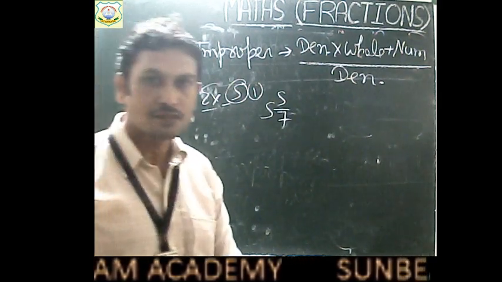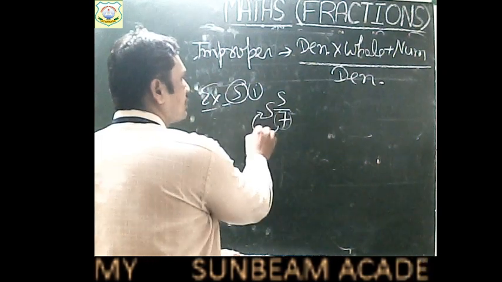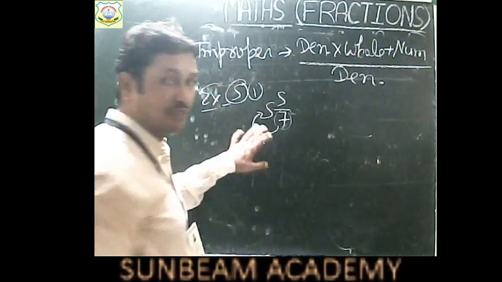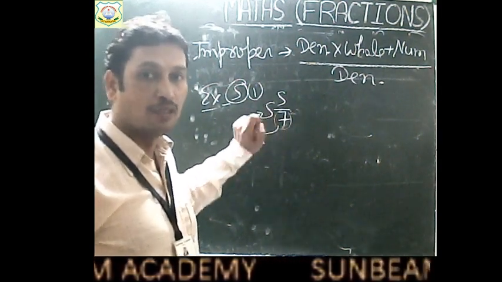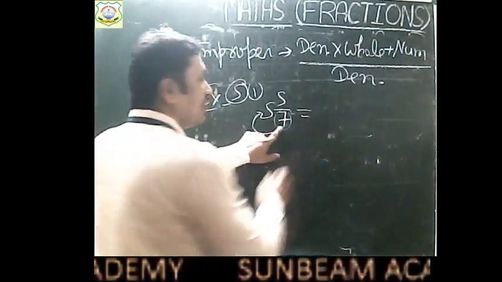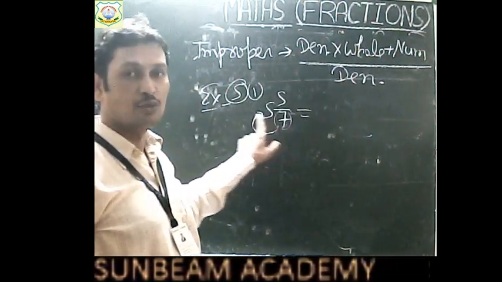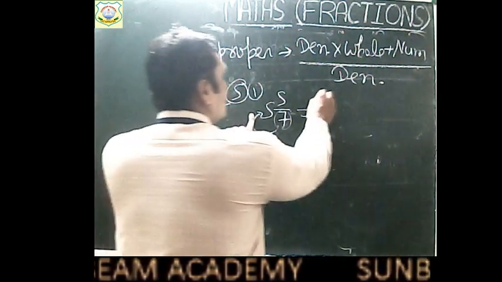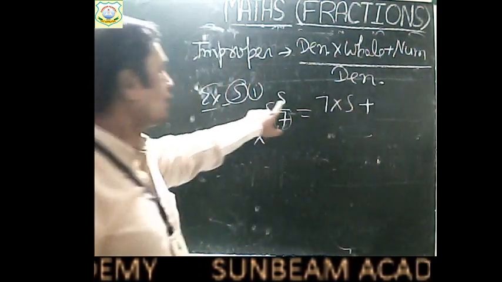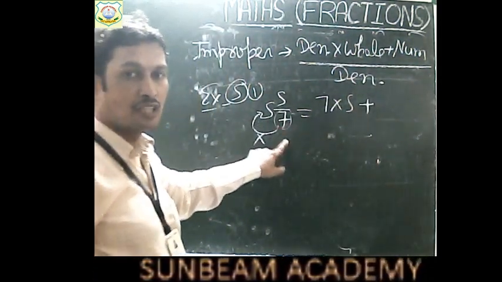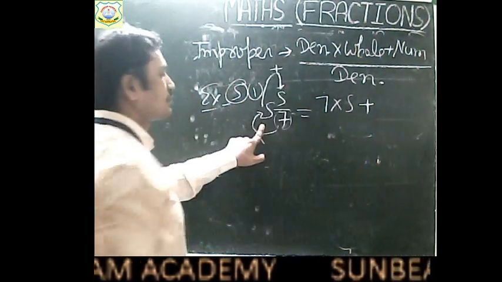Right, children? So firstly we will start from the denominator and multiply the denominator with the whole number, sorry children. So you will write 7 into 5. Denominator into whole number. Denominator is 7, and the whole number here is 5. So 7 into 5 plus numerator. What is the numerator, children? 5.